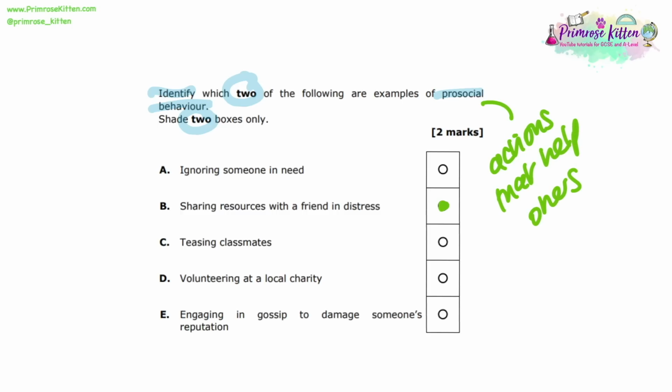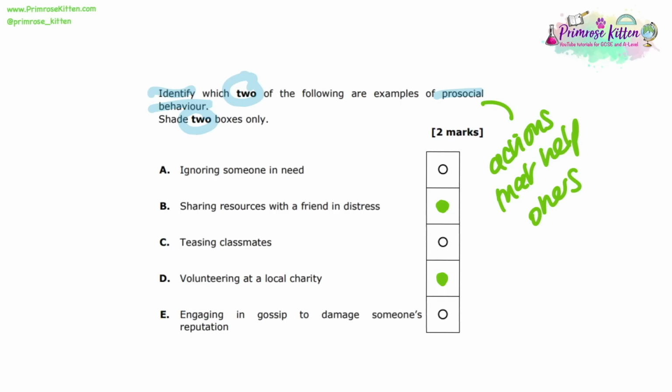B, sharing resources with a friend in distress, shows prosocial behaviour as it involves providing assistance and support to a friend who is in need. Sharing resources, whether they be emotional or physical, reflects a really positive and helpful attitude towards others. Option D, volunteering at a local charity, again is another clear example of prosocial behaviour because it involves dedicating your time and efforts to contribute positively to the community without expecting any sort of personal gain. This behaviour really does reflect a genuine concern for the well-being of other people.